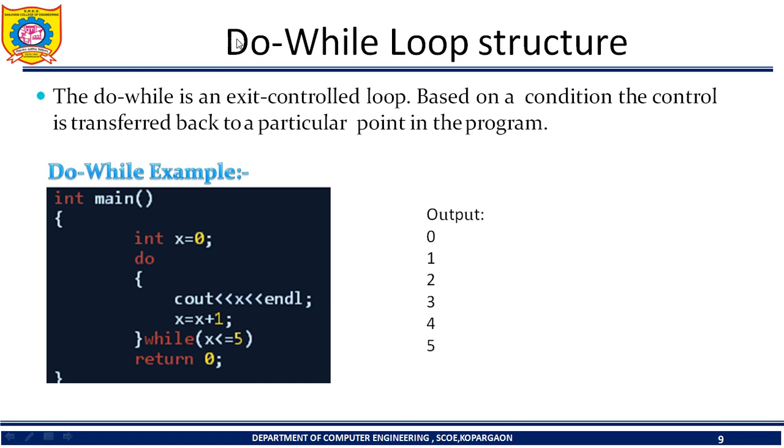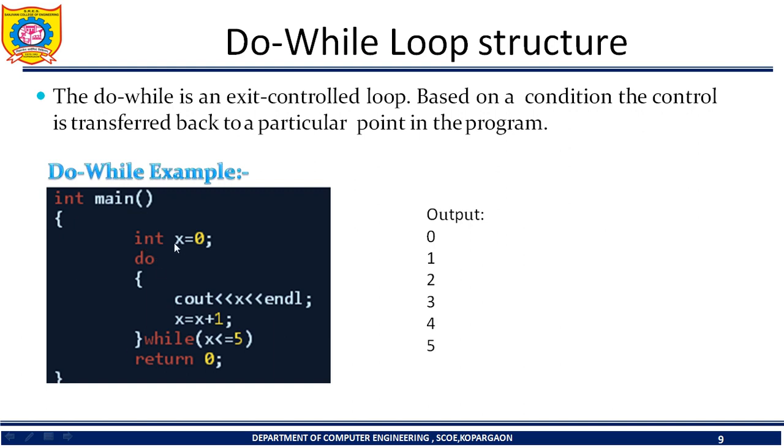We will start with the do while loop. What is the do while loop? Do while is an exit control loop. That means based on the condition, the control is transferred again back to a particular point in the program. Just see, the do while loop is the exit control loop. How? We will see it with the help of one example. For example, the main function is there, which starts at this point and ends at this point.